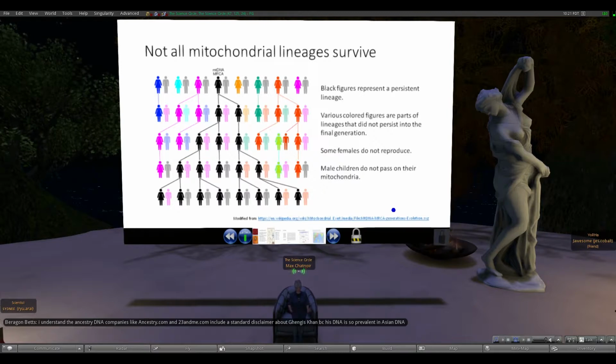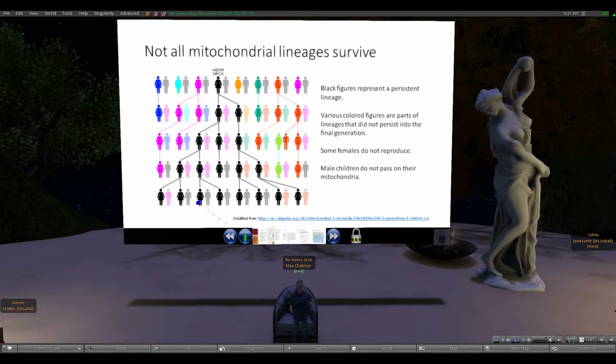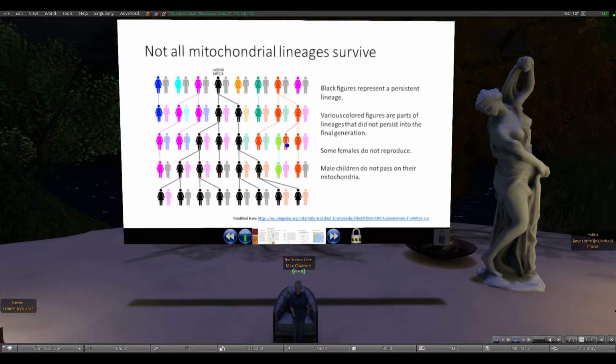So what this shows is the inheritance of mitochondrial lineages. So you only get them from your mom. So this one went on from mother to daughter to daughter to daughter to daughter. And so there are a lot of those still present, but other lineages can die out. For example, if you pass a mitochondrion to your son, that one doesn't go on to its progeny. Male children don't pass on their mitochondria. So it's possible for a lot of mitochondrial lineages to become extinct. We're going to see an example of that a little bit later.